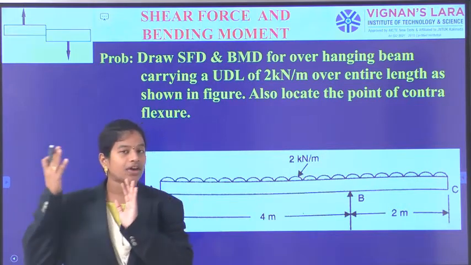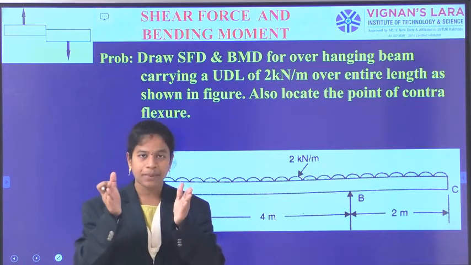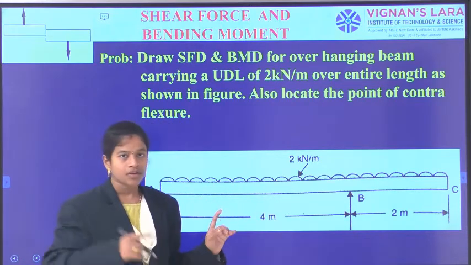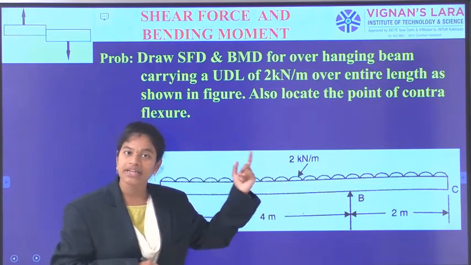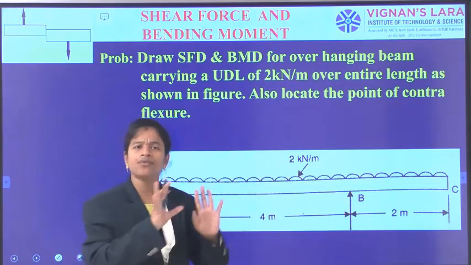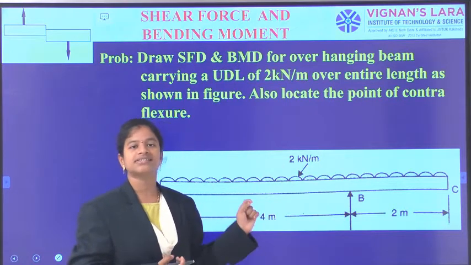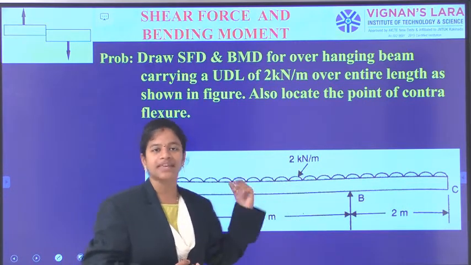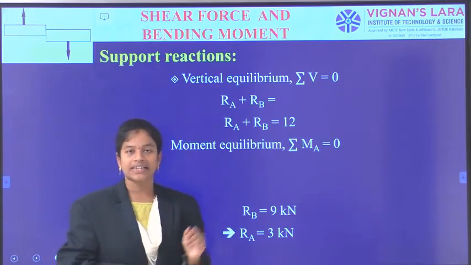Just as with a simply supported beam, the basic steps of analysis will continue for the overhanging beam also. So, when you observe an overhanging beam, you should recall the simply supported beam. How do we deal with it? What is the first step for simply supported beams? The first step is calculation of the support reactions. Here also the same thing: calculation of support reactions. So, firstly we go with the calculation of support reactions.